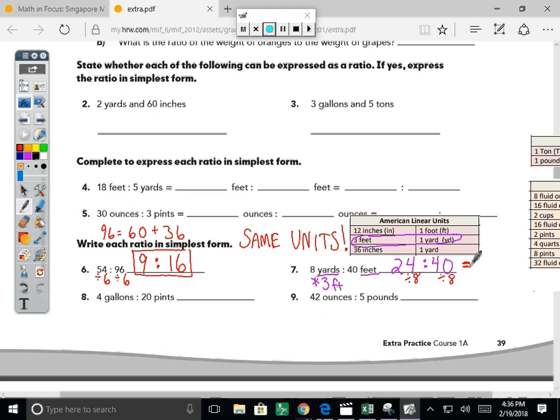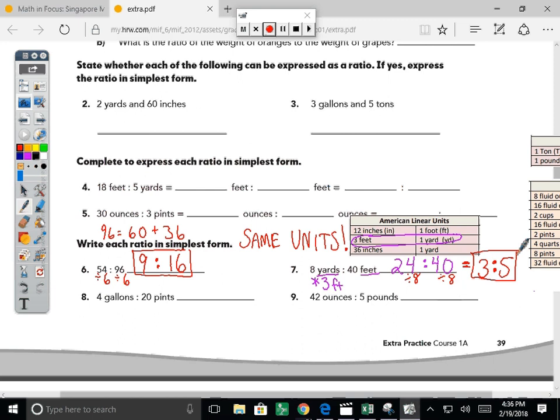It's okay to use an equal sign now because we're writing an equivalent ratio, and I'm kind of running out of space to move down this page. So 8 goes into 24 3 times, and 8 goes into 40 5 times. Notice I'm paying attention to the order, and I'm giving you a final answer, 3 to 5.